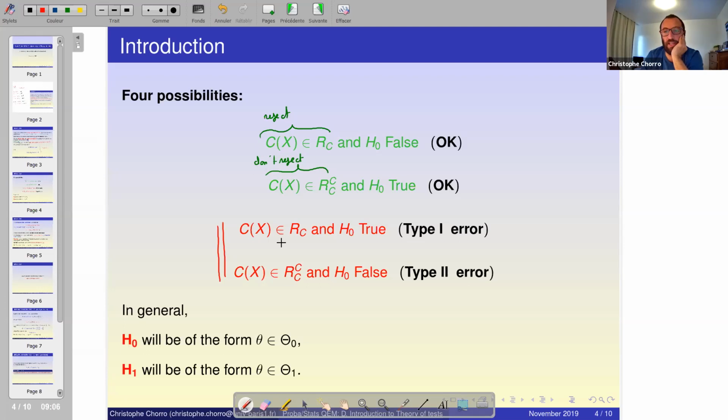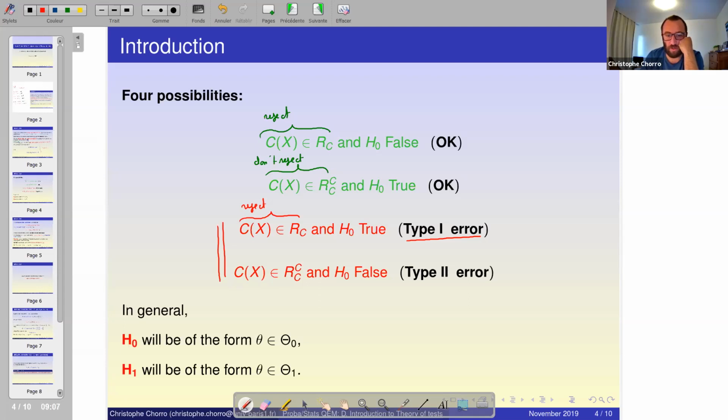But the case where I reject something that is true is not a good situation. It's what I call the type 1 error, the situation where I reject something that is true. In general, I don't want to do this, or if I do this, I want to do it with a very, very small probability. In fact, it will be exactly what we are going to do just after.